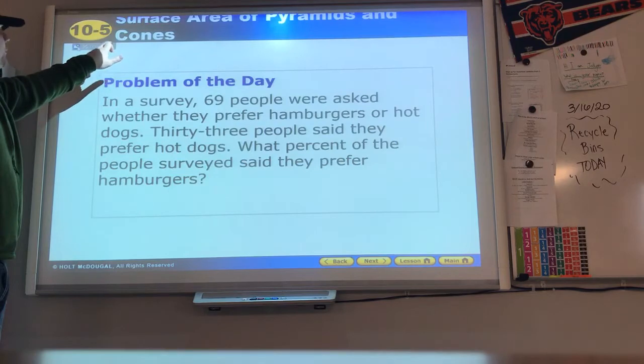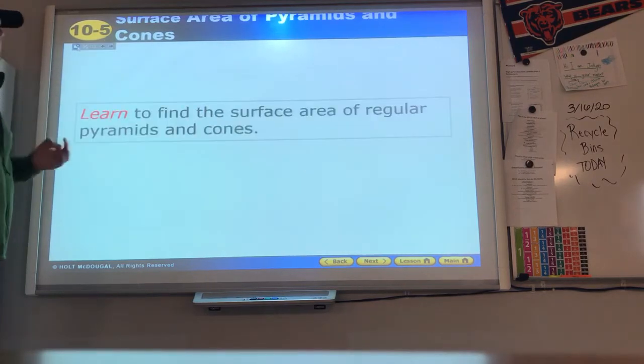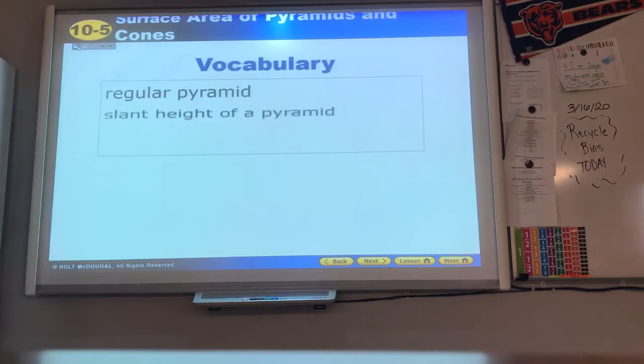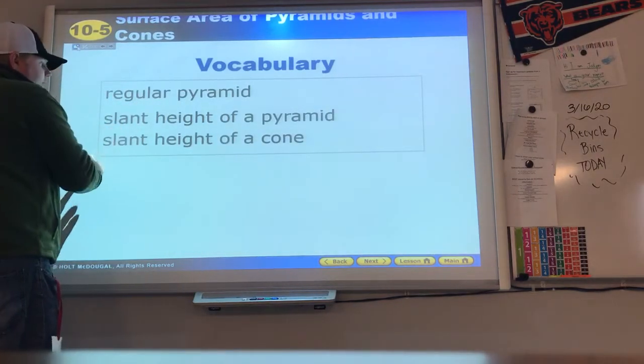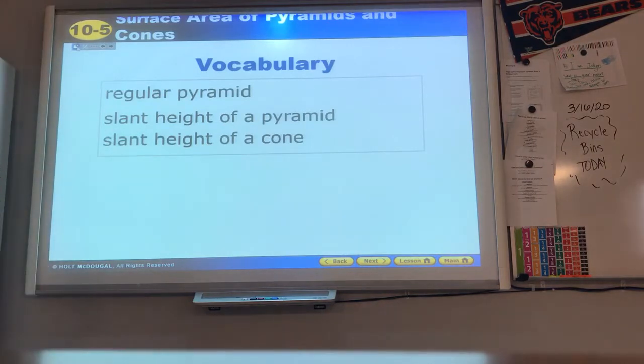Now, we don't need to worry about the problem of the day. It would be a nice thing to get, but time. To find the surface area of regular pyramids and cones, we do these things. Regular pyramid, slant height. Those are important things today.